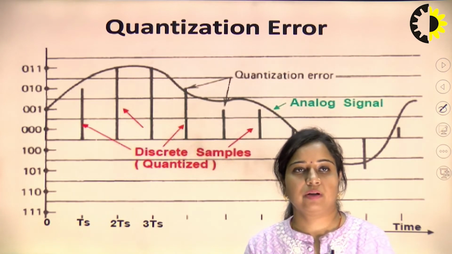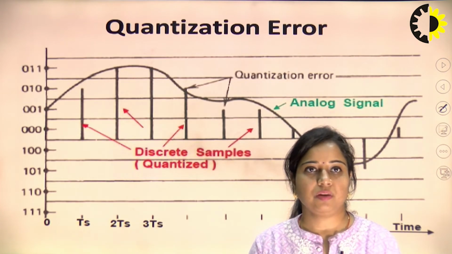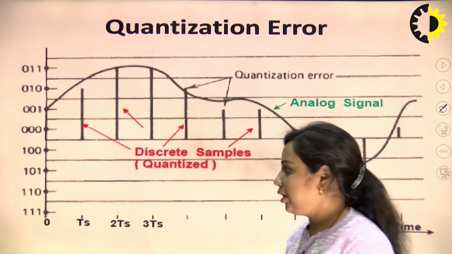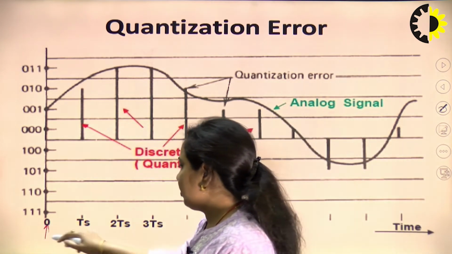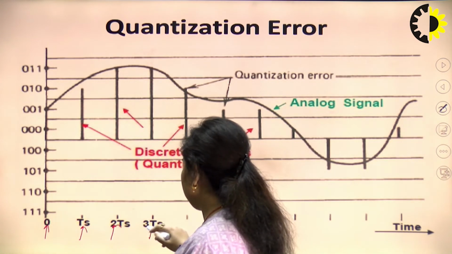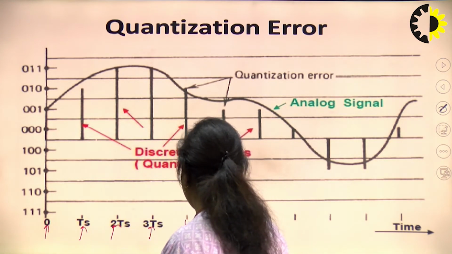Next is the quantization error. In this case, you can see that the sampling times are shown by 0, Ts, 2Ts, 3Ts and so on, then there will be 4Ts, 5Ts.